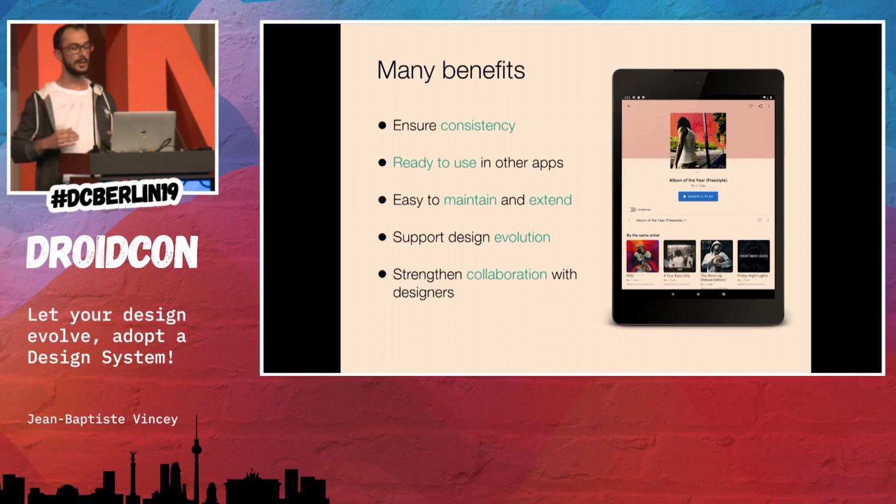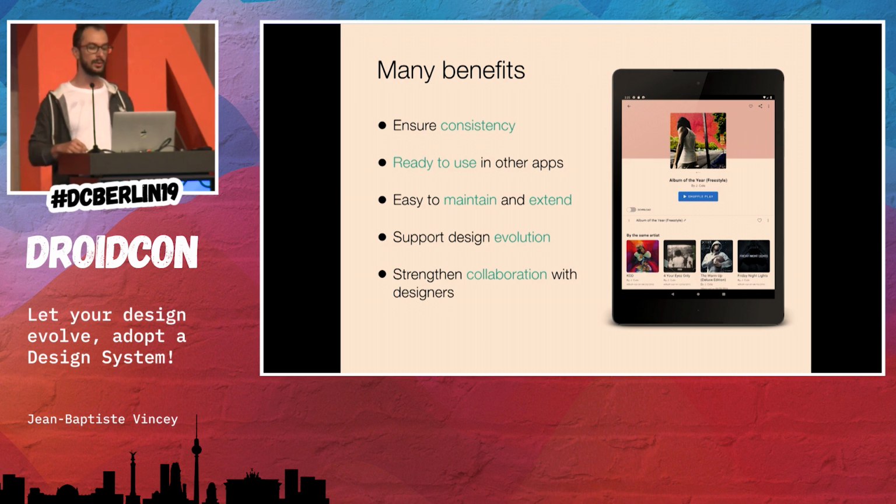Okay, so in the end, this organization and this design system has many benefits. It ensures consistency by enforcing reusability of components at different levels. So the different atoms are reused in molecules that are reused in the organisms, etc. It's ready to use in different apps when you define your design system. So in our Android library, it makes it really very easy to create new apps based on that. And so we keep the consistency with the first apps.